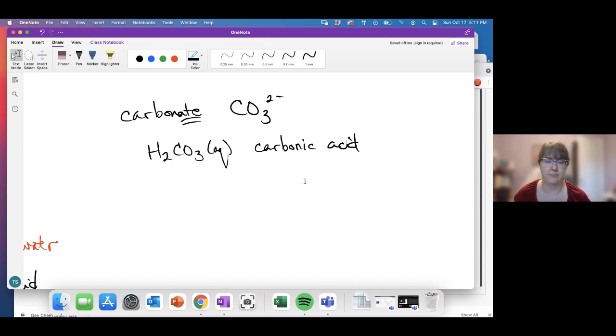Right now, on your polyatomic ions list, you should be able to find this. I believe on your polyatomic ions list, they just go ahead and call this thing hydrogen carbonate.